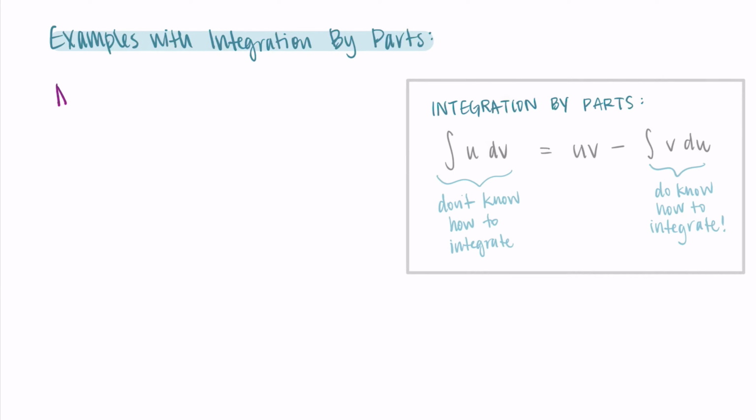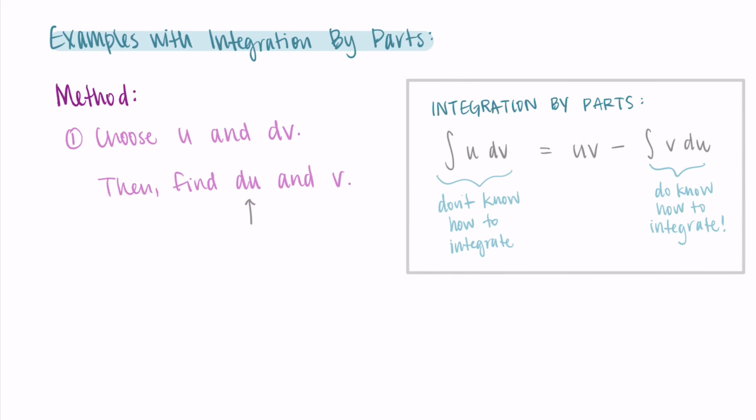In order to use integration by parts, we have a couple of steps we need to follow. For the method, the first step is that we need to choose the u and the dv. We're given an integral and we're trying to imagine it in the form u dv so that we can rewrite it using the right-hand side of this formula. So we need to pick which part of the integral is u and which part is dv. Then in order to use the formula, we're going to need to find du and v. Remember, du is the derivative of u, and v is the antiderivative of dv, whatever you pick for dv.